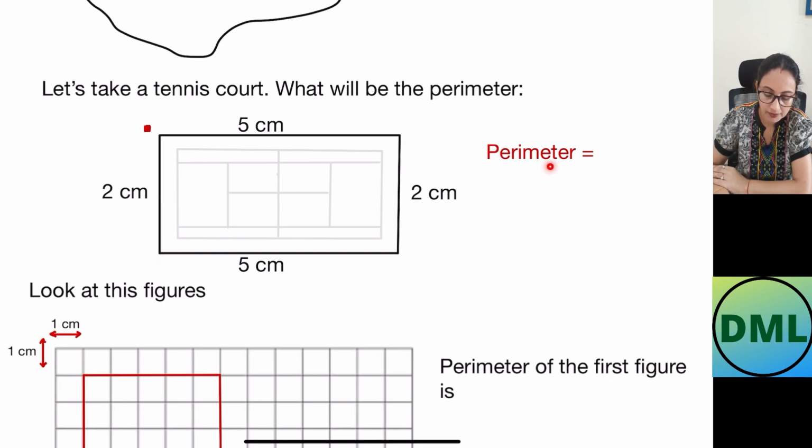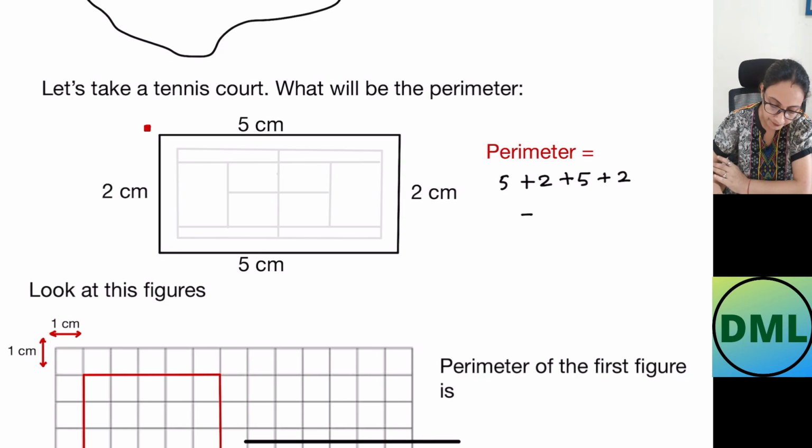Now I need to calculate the perimeter of this figure. That means I have to roam around the edge of this tennis court. Can I move around this tennis court and write down how many centimeters I am moving? Let's write it down. So from here till here I am covering 5 centimeter. 5 plus from here till here I am covering 2 centimeter. Again from here till here I am covering 5. Let's write down 5 plus 5 plus I have to cover from here till here 2 centimeters. Let's add 2 centimeters also.